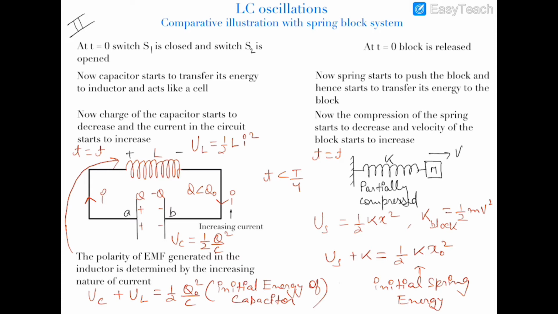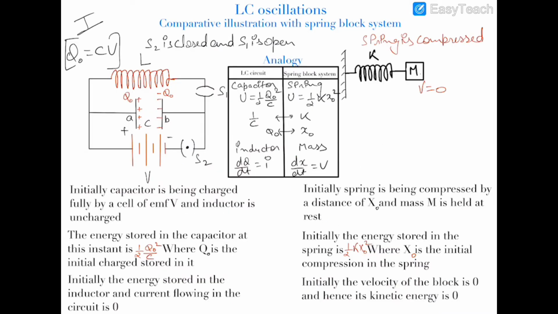So at this instant, the spring has an energy of half kx square, and this block has a kinetic energy of half mv square. But the sum of these two energies should be the initial energy which was stored in the spring. Therefore, Us plus K is equal to half kx naught square. So you can see that I am comparing this energy of the inductor, UL, with the kinetic energy of this block.